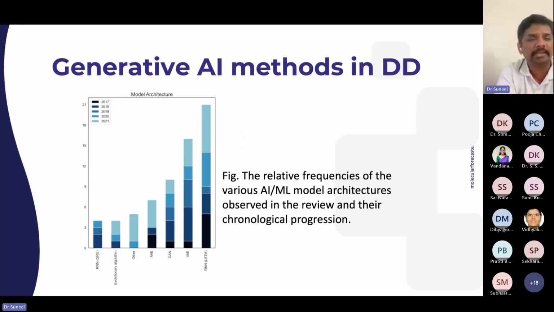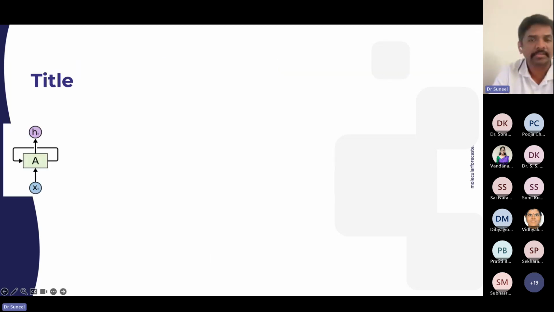Now, it's a simple statistic: how many generative chemistry models have been published from 2017 to 2021. I don't have recent statistics. If you see, there are techniques, as I mentioned, like RNN, encoders, GANs, variational encoders, or RNN LSTM. RNN LSTM is the most famous, widely used in publications or reviews compared to the other techniques. It is also very easy to implement, and you can customize your models within a short span of time.